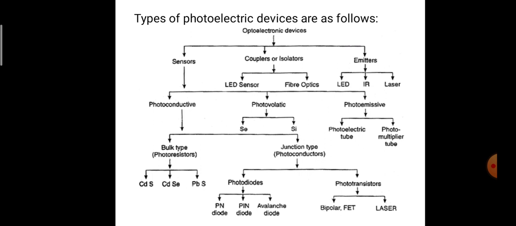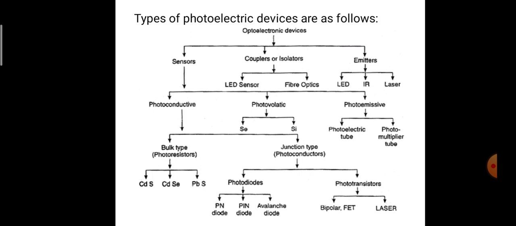Now we are discussing the couplers or isolators. There are two types: LED sensor, and second one is fiber optics. Emitters: the emitter has three types: LED, infrared or IR, and third one is laser.